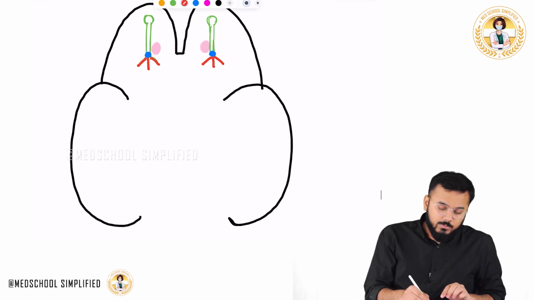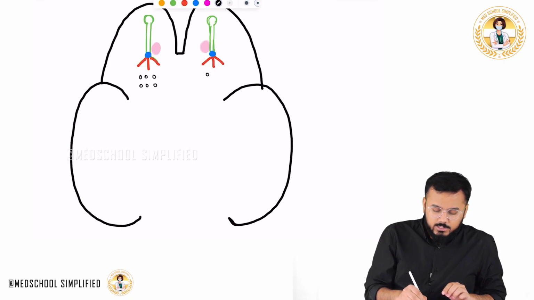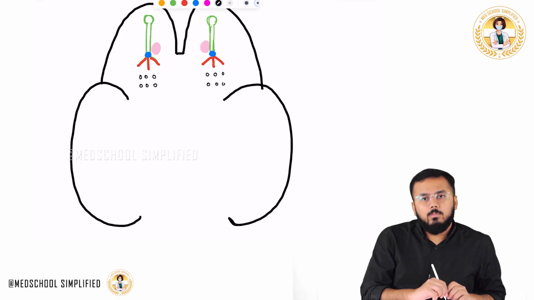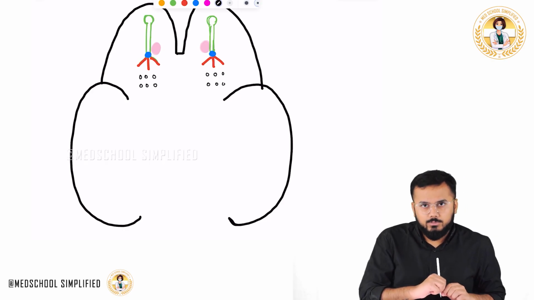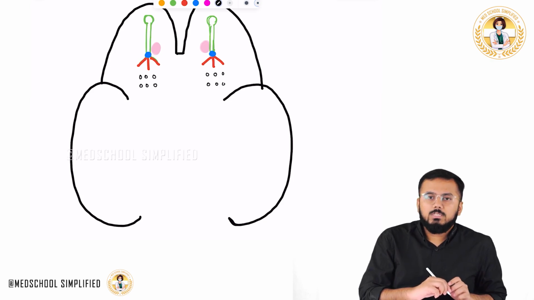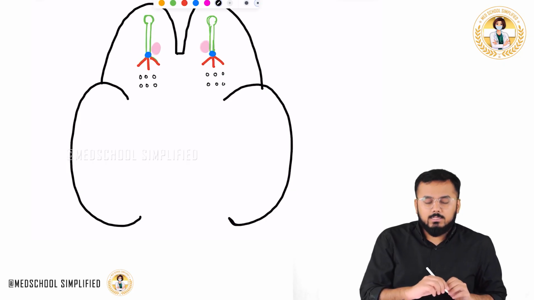Next, behind that you have got a perforated substance over here. This perforated substance is called the anterior perforated substance. Now what passes through this anterior perforated substance? The anterior as well as the middle cerebral artery pass through it. Again, what passes through this anterior perforated substance? Anterior cerebral artery and middle cerebral artery.